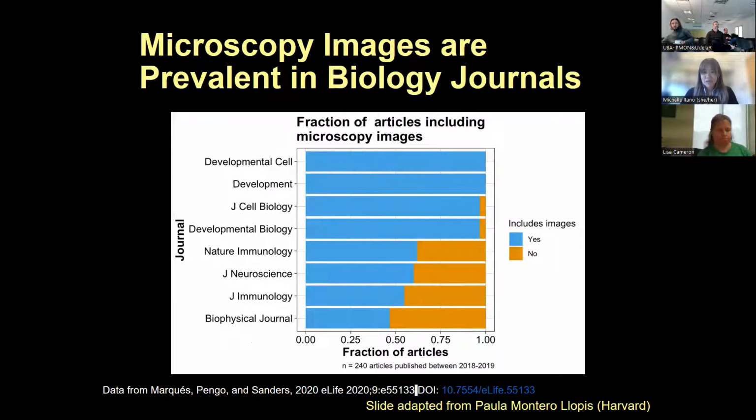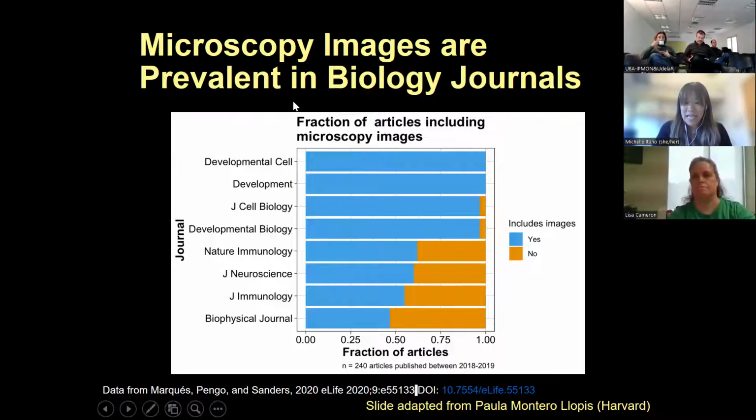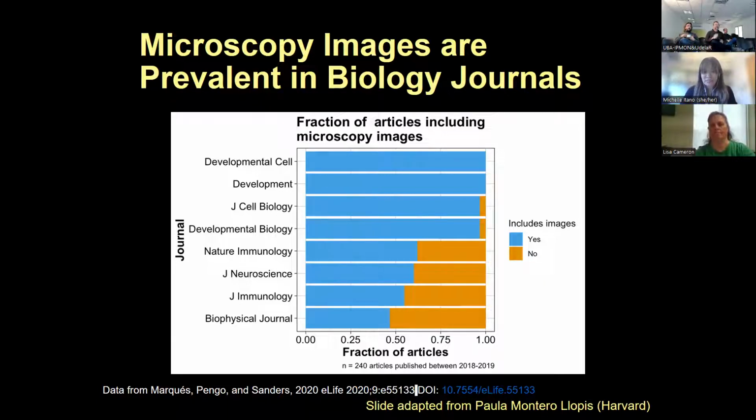So a paper came out that really had a large effect on our field by a group at University of Minnesota. What they did is they looked at biological journals and went through all of the papers and decided which ones had any figures that included a microscopy image. You can see that the fraction of articles including at least one image from a microscope was quite high, from almost all of them to very close to 50% or more.